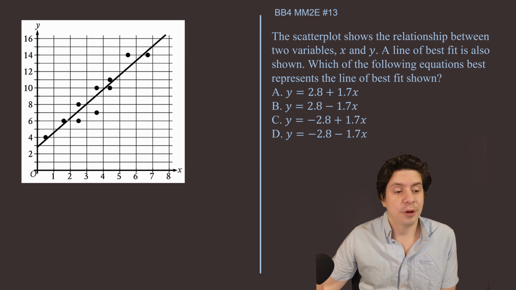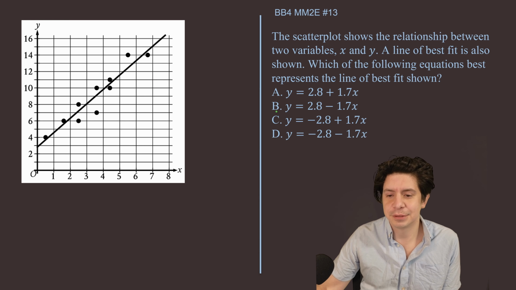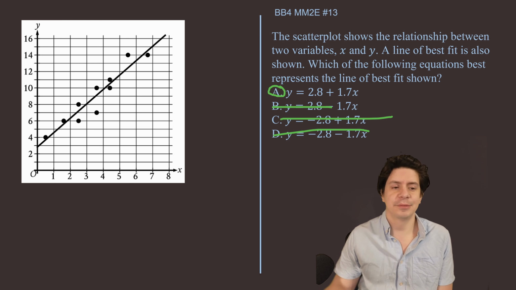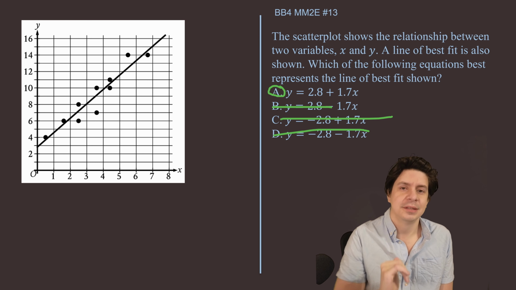So first of all, it's positive slope, so we don't want anything with a negative slope. So B and D are gone, and it has a positive y-intercept, so it has to be A, okay? Just process of elimination, look at the obvious points, and then go from there.